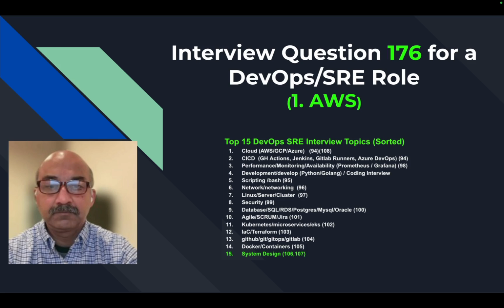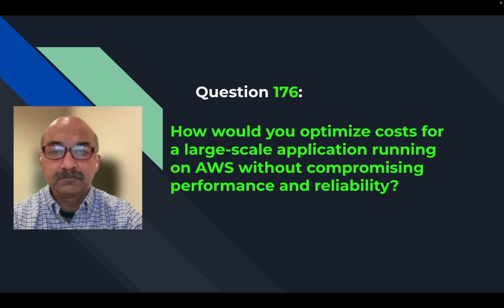Today's topic is number one, cloud slash AWS. The question today is, how would you optimize cost for a large scale application running on AWS without compromising performance and reliability? That's a broad topic, but I will try to give you some broad ideas that you can mention as an answer to this question. Of course, you don't have to know every little detail of this, but as long as you know where to attack your cost, you'd be good to go.